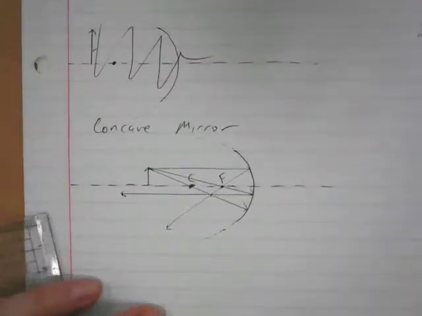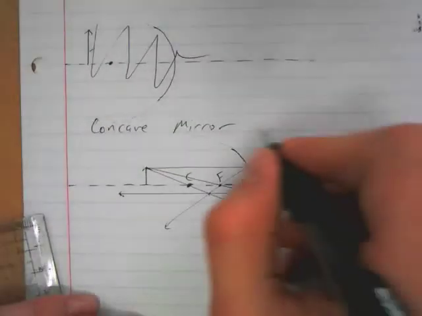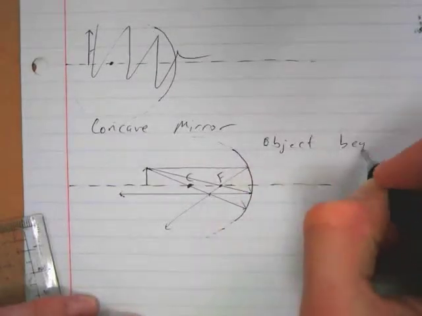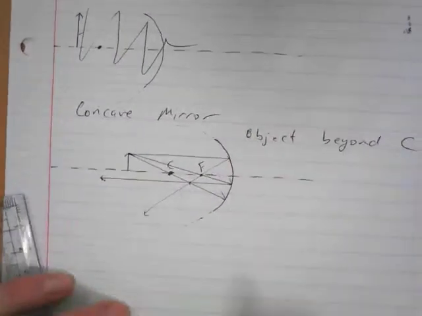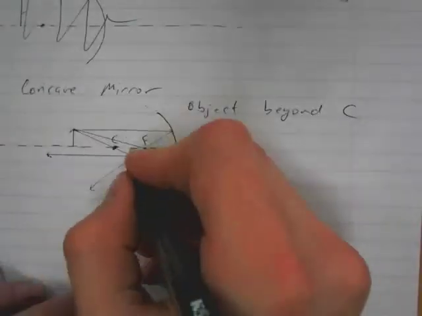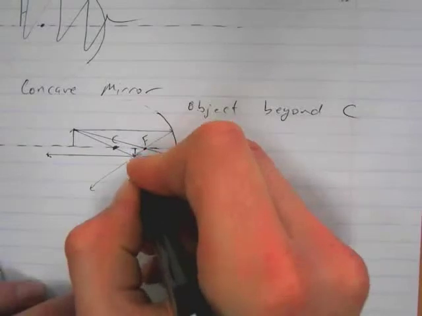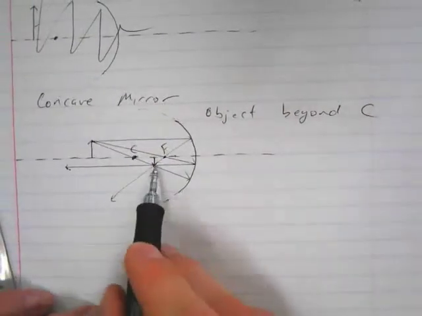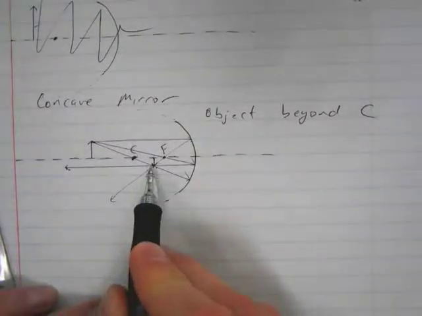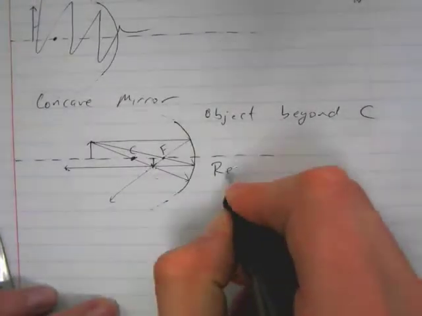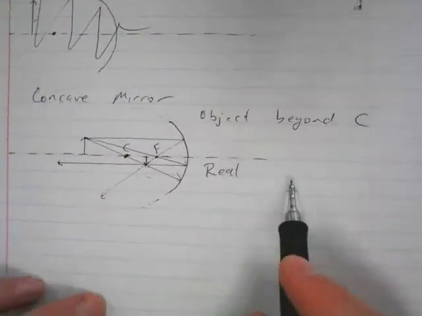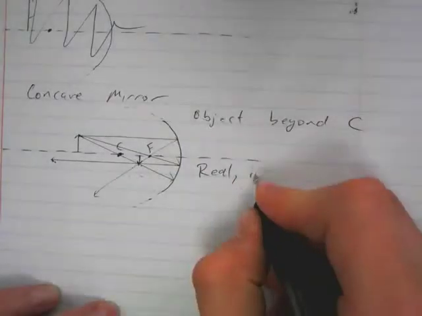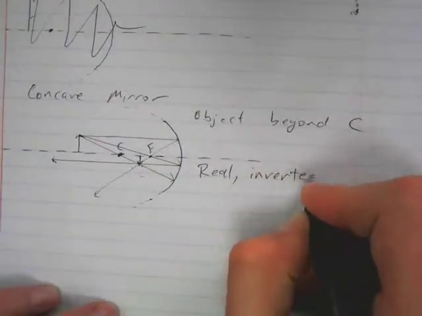So, for a concave mirror, and this is the case of a concave mirror where the object is past the center of curvature, we get this image right here. We get an image that is, number one, the light rays actually converge here, which means that the image is said to be real. Okay, light rays actually converge at a real image. We can see that it's upside down, and the term we use for that is inverted.